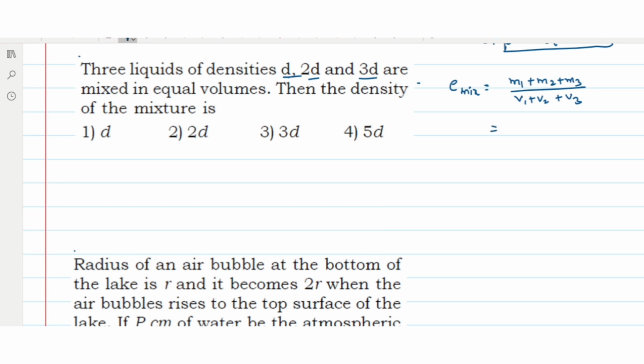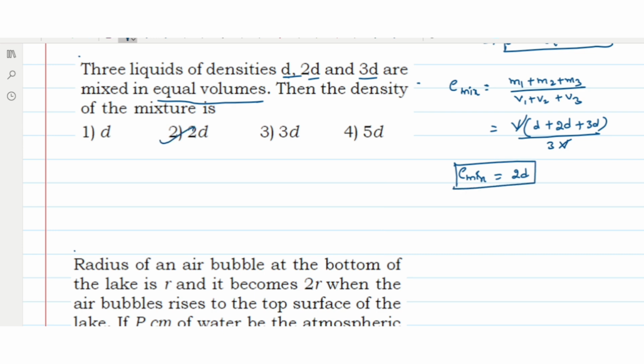Instead of mass, you can take volume into density. So volume into the first density D, plus volume into the second density 2D, plus volume into the third density 3D, by the equal volumes V plus V plus V. Here we can take it as 3V, and V gets cancelled. So here it will be 6D by 3. So the density of the mixture will be 2D.